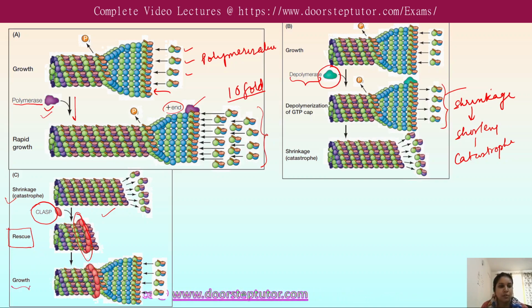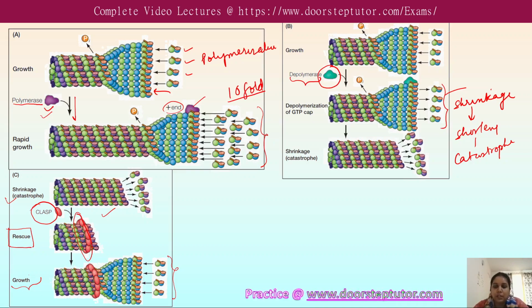And therefore, after the addition of the CLASP, the growth is resumed, and the dimers with the GTP molecule are attached to the positive end of the microtubule. So the MAPs, or microtubule associated proteins, with their opposing actions, help in regulating the transition between the shrinkage as well as the growth of the microtubule filament.